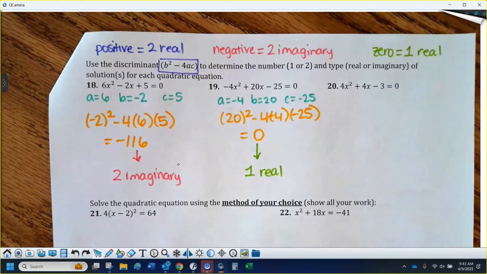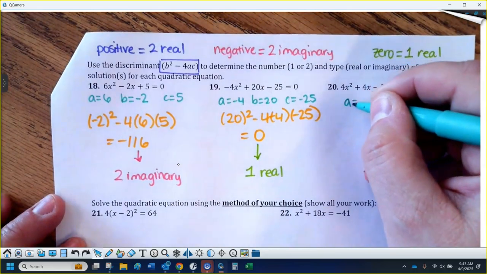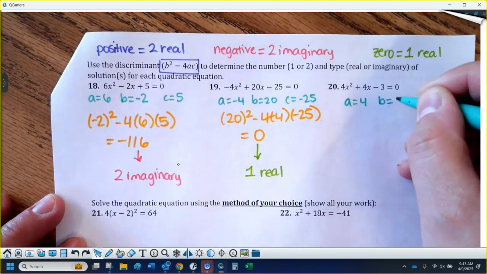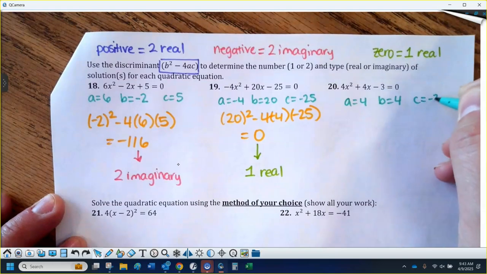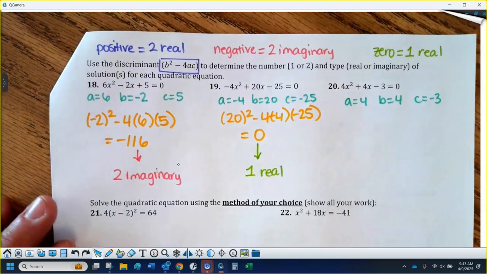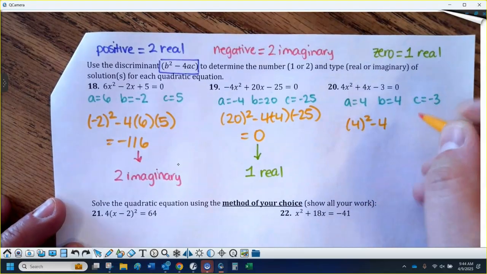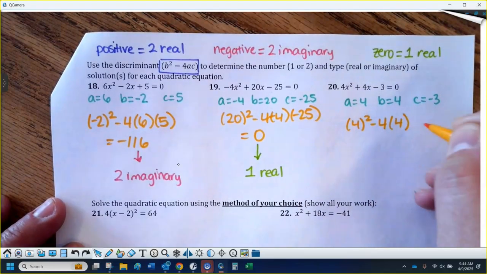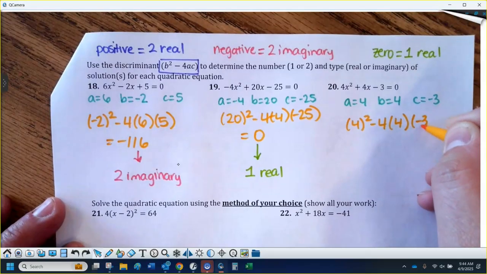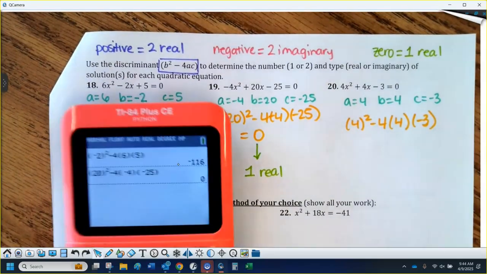And then the last one, I think I did one of each here. A value is 4, the B value is also 4, and the C value is -3 for that problem. So B squared, we're going to have 4 squared, minus 4 part of the formula, and then 4 plugged in for A. Sorry, there's a bunch of 4's in this. And then times -3. And I'm just grabbing the calculator.